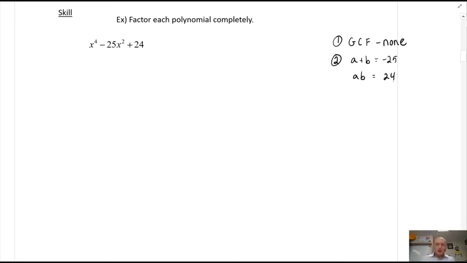If you're unsure of where this comes from, just think about it like this. I want to take my trinomial and factor it into two binomials. So I need to split this, and it's going to be x squared and x squared. I know this is x squared because if I multiply these, they give me x to the fourth. So what you want to do is take your leading term and take the square root of that. The square root of x to the fourth is x squared.